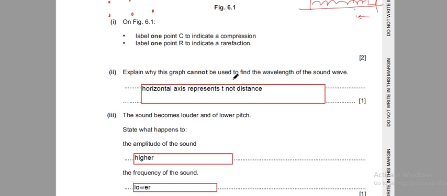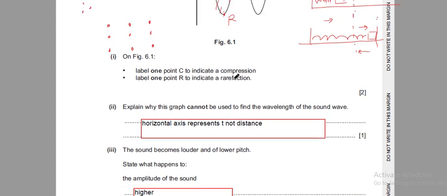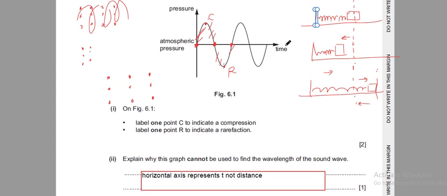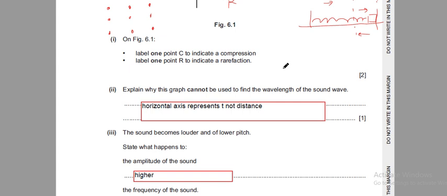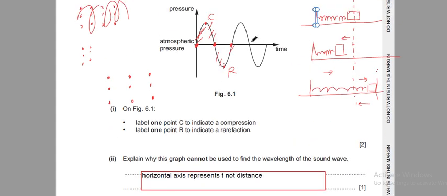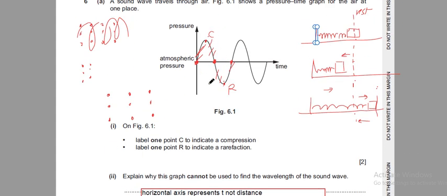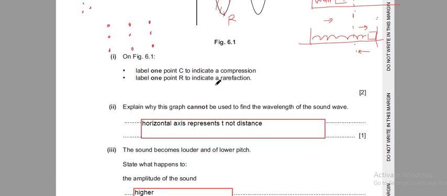Explain why the graph cannot be used to find the wavelength of the sound wave. Because to find wavelength we need to have distance on the x-axis, the distance through which the wave moves or covers. But as we have time here, we cannot find the wavelength. We can only find the periodic time or frequency. Periodic time is simply the time of one wave.